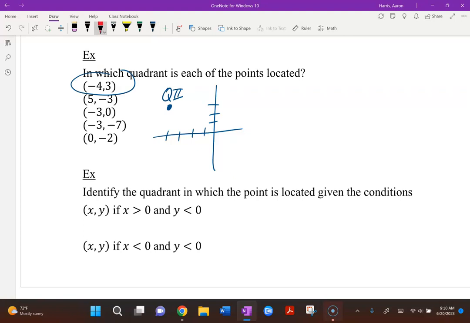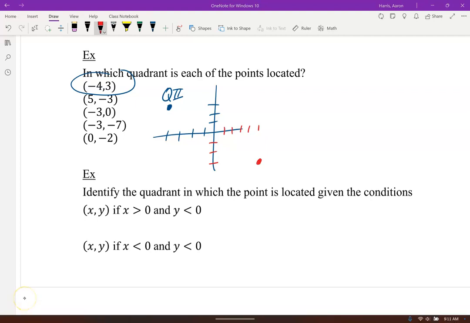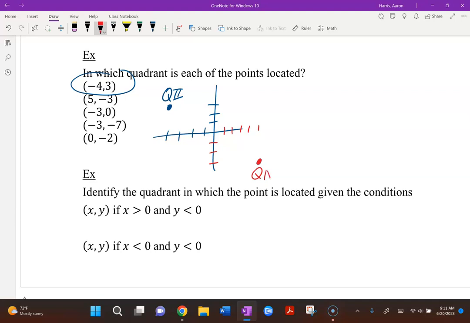(5, -3) would be right 5, down 3. So that would be in quadrant 4. That's the second one. How about (-3, 0)? (-3, 0) is right there, not in any of the quadrants. How about (-3, -7)? The fourth one, (-3, -7), down here. So that's in quadrant 3.